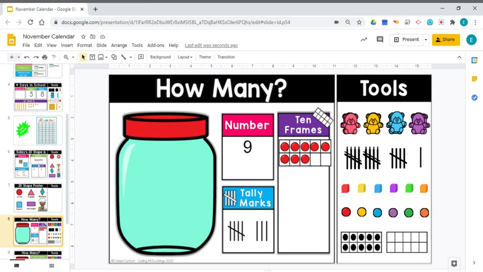We are going to be talking about the number 9, so I figured this was a good place to start. Let's go ahead and put 9 bears in our jar with our count and scoot strategy for counting.